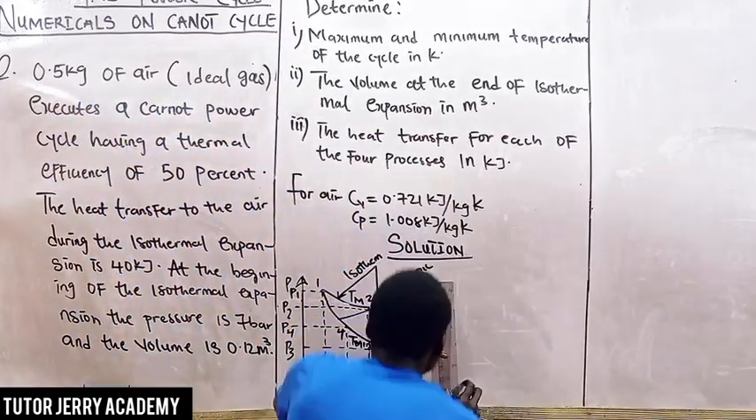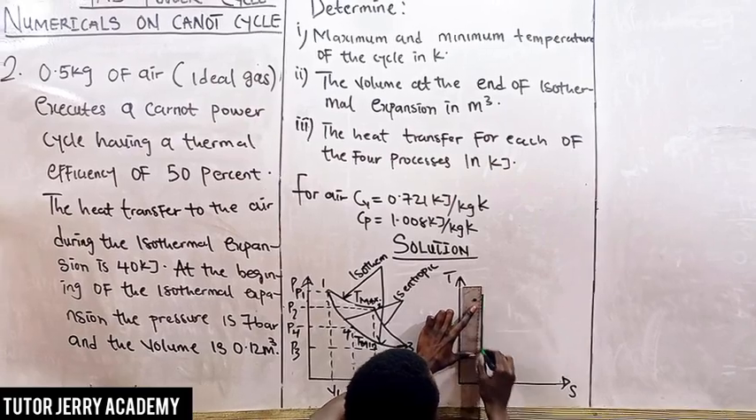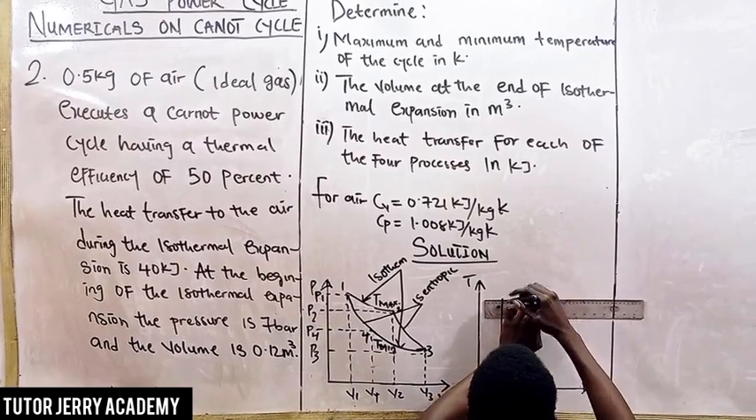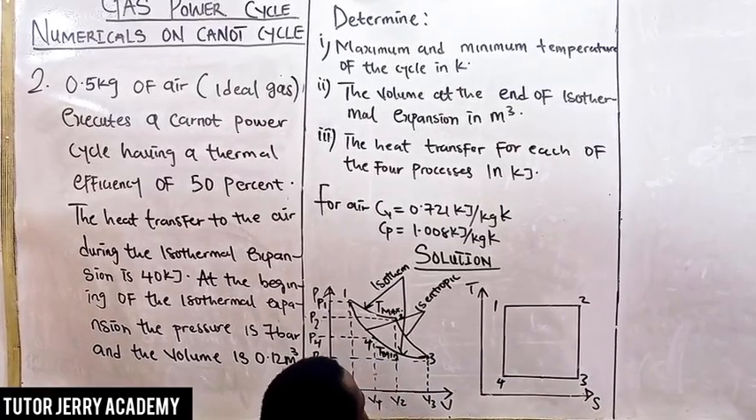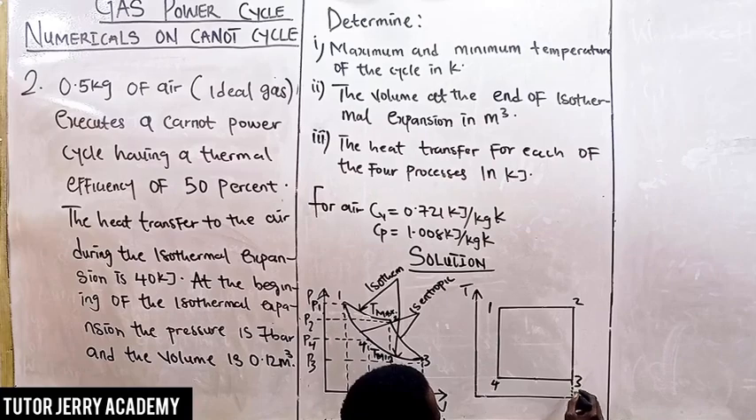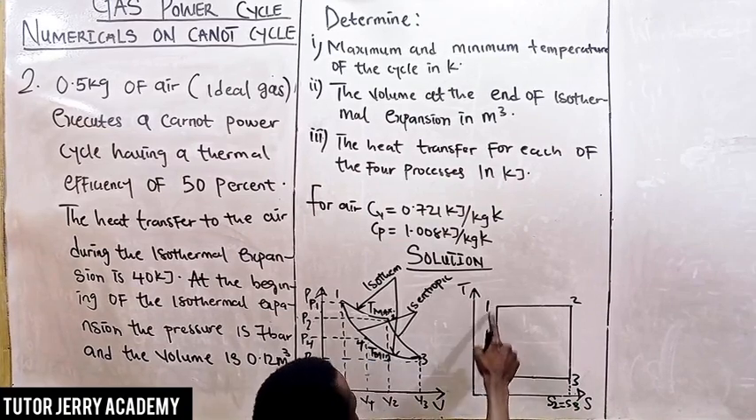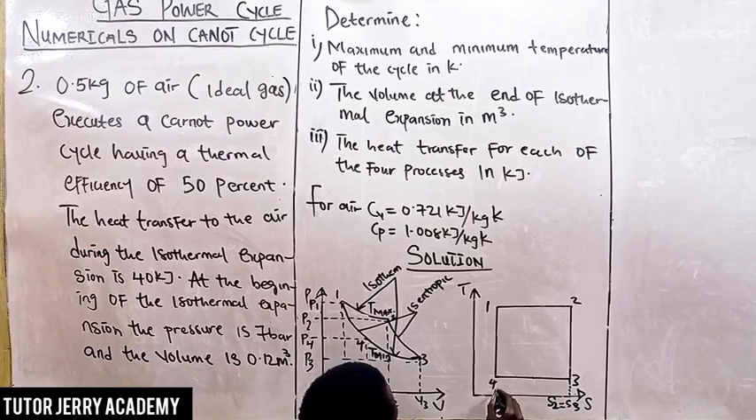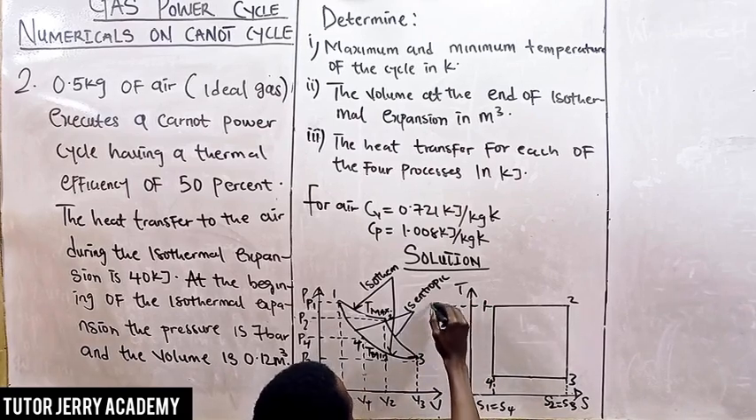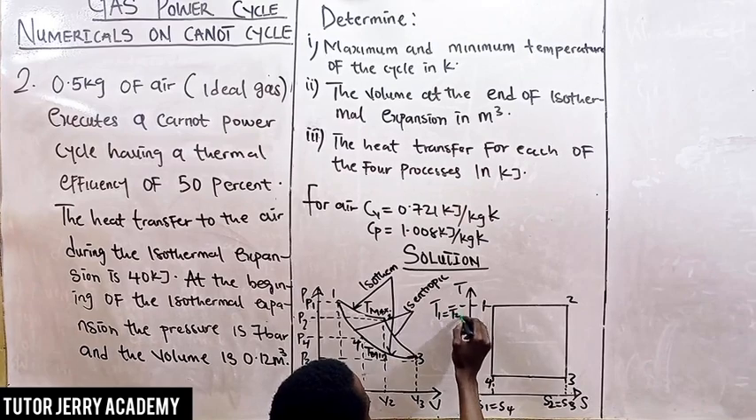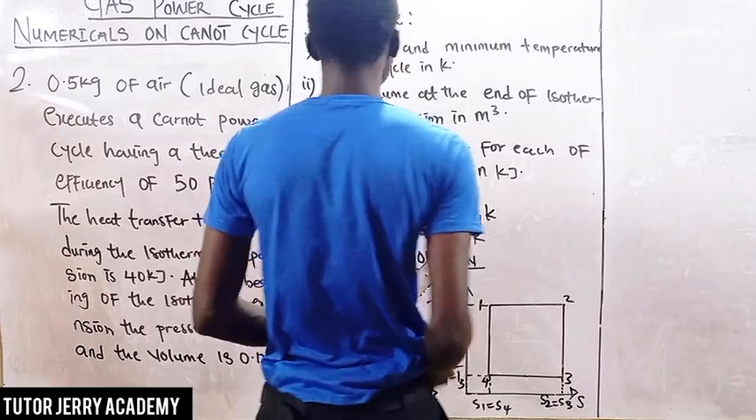So let me draw my TS diagram. I have straight lines representing our processes on the TS diagram. Stage 2 to 3, stage 3 to 4. Now at stage 2 to 3, of course, we know that entropy is constant, so we have S2 equals S3. From this point to this point, entropy is also constant, so S1 equals S4. But here we have our maximum temperature, T1 equal to T2, and at this point T4 similarly will be equal to T3.